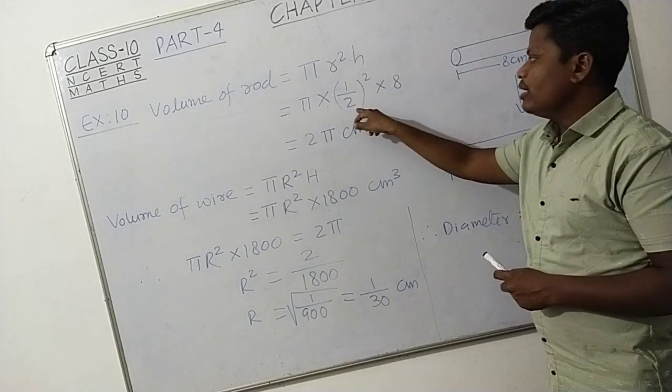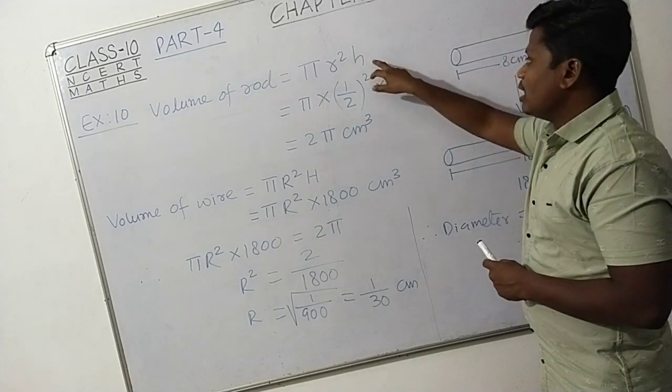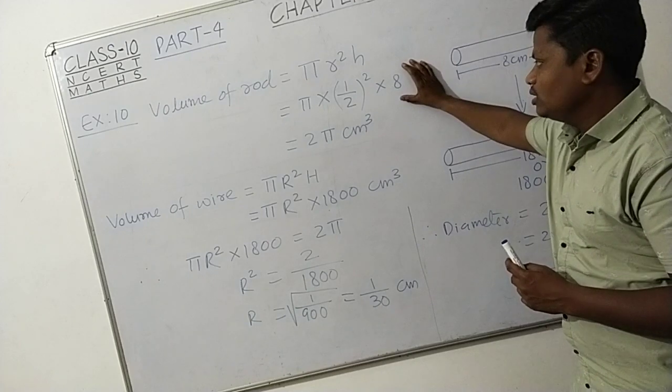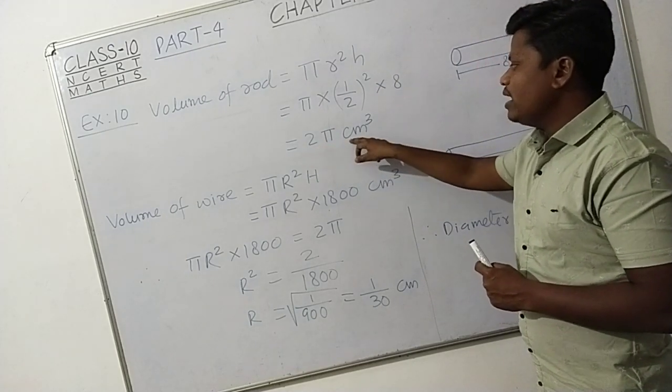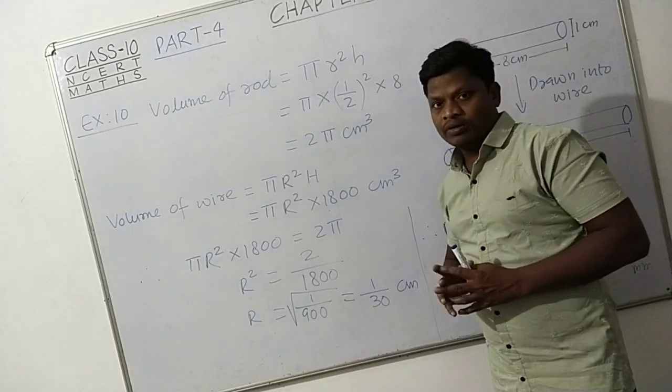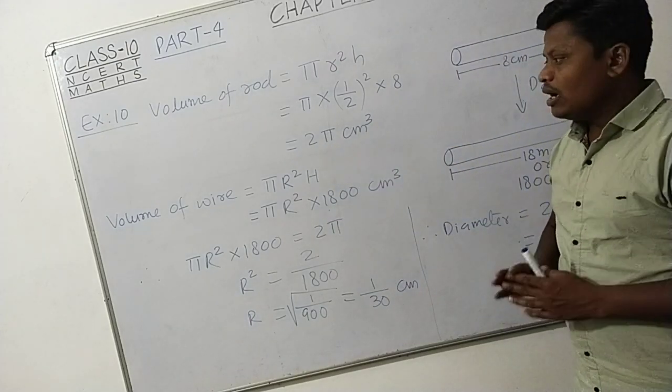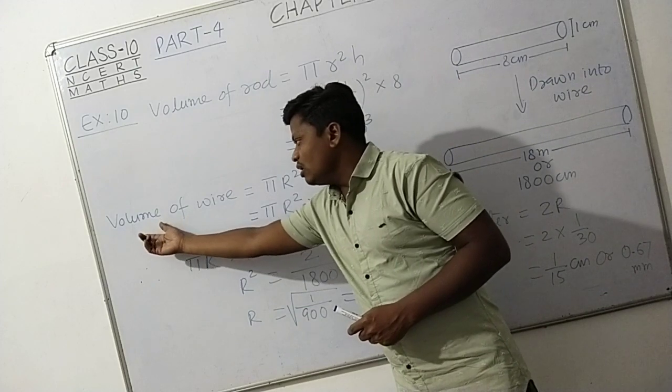तो 1/2 हमने यहाँ पर रख दिया, पाई वैसा ही रखा हुआ है, और यहाँ पर हाइट जो है दैट इज द लेंथ ऑफ द रॉड, दैट इज 8 सेंटीमीटर, right. So after the calculation we will get 2 pi centimeter cube, that is the volume of the rod. यहाँ पर हमने अभी पाई की वैल्यू फाइंड नहीं की है, इसको एज इट इज रखा हुआ है. अब हम क्या करेंगे, we can find the volume of the wire.